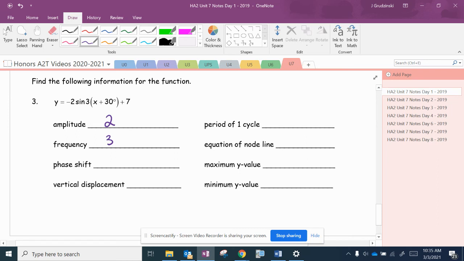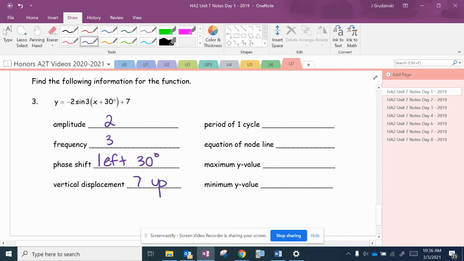To find the phase shift, that is based on the number inside of the parentheses. So we have the plus 30. So that means that we have to go to the left by 30 degrees. The vertical displacement is the D, or the last number at the end there. So we are going to be going 7 up.